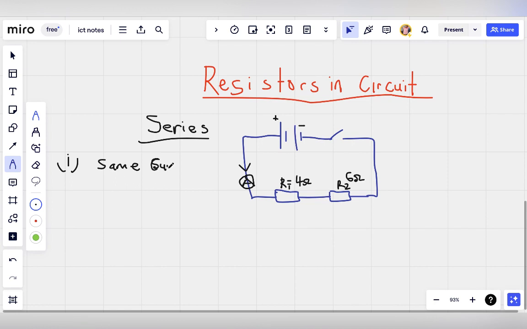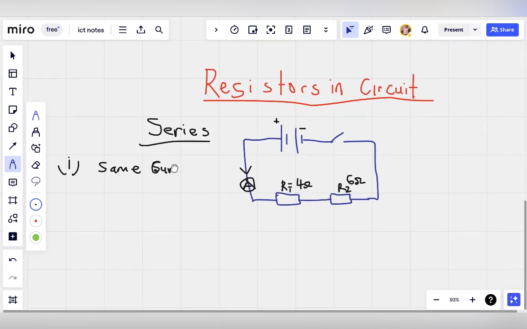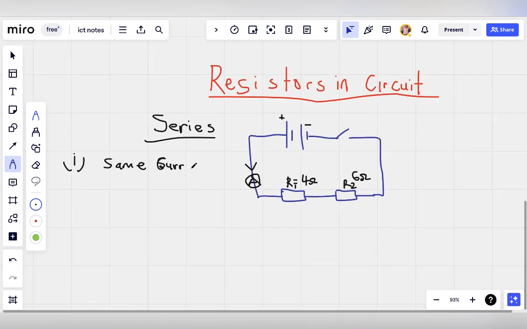Before we begin to calculate resistors, the same current flows in this circuit, because there's no branch. The current does not get to a junction where it will divide. In parallel, the current will get to a junction where it will split. So we say the same current flows.